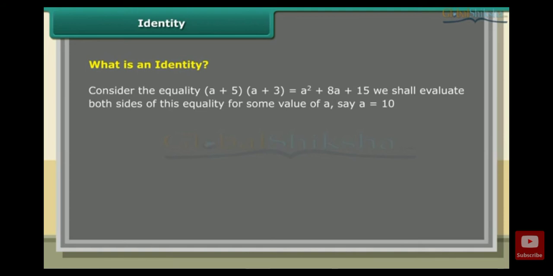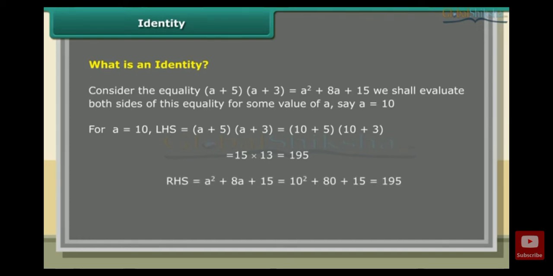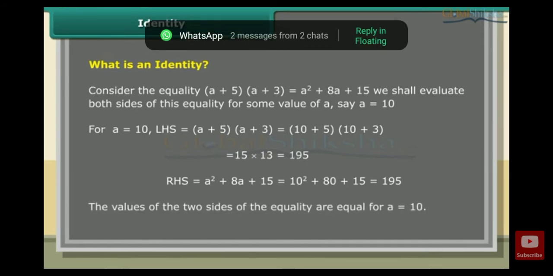Identity. What is an identity? Consider the equality (a plus 5) into (a plus 3) is equal to a squared plus 8a plus 15. We shall evaluate both sides of this equality for some value of a. Say a is equal to 10. For a is equal to 10, LHS is equal to (a plus 5) into (a plus 3) is equal to (10 plus 5) into (10 plus 3), which equals 15 into 13, which is equal to 195. RHS is equal to a squared plus 8a plus 15, which equals 10 squared plus 80 plus 15, is equal to 195. The values of the equality are equal for a is equal to 10.